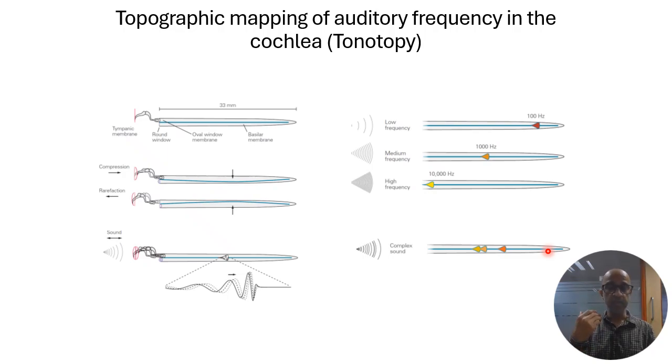And these pieces of information are now going to be frequency dependent. Different hair cells are going to pass on information about different frequencies to the auditory nerve, and different parts of the auditory nerve are therefore going to carry information about sounds at different frequencies going in.